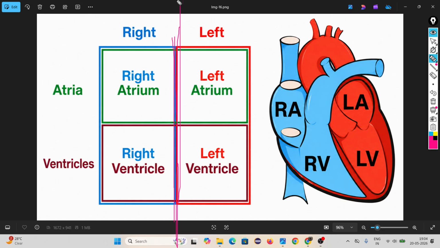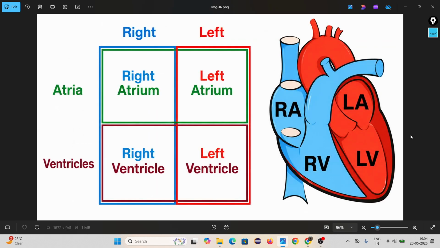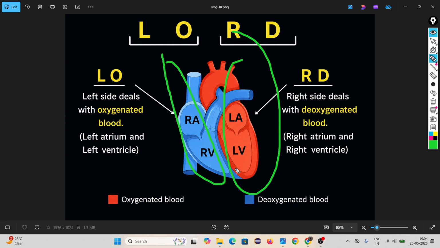This is like this. Look there. What does it mean? This is the left side of our heart. This is the right side. And remember, the left side and right side are differentiated by one divider called a septum.